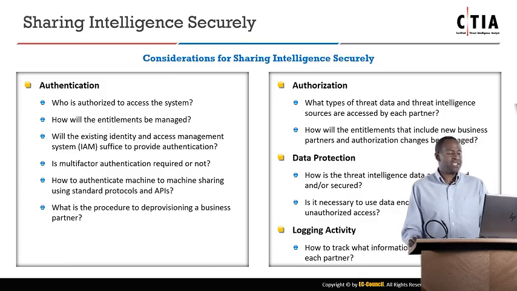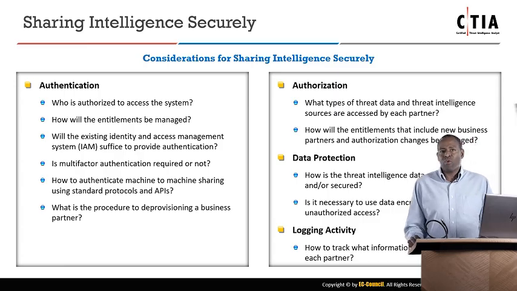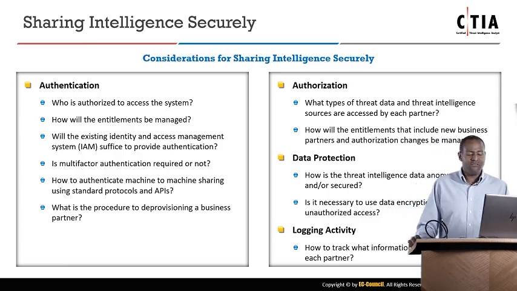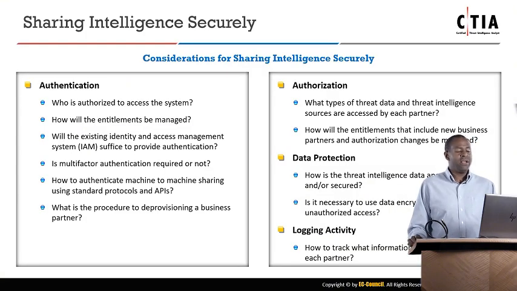Now let's talk about sharing intelligence security. So we are going to share intelligence. How do we be secure? There are 4 things to look at with sharing intelligence security. Number 1 is authentication. Number 2 is authorization. Number 3 is data protection. And lastly, we have logging activity.